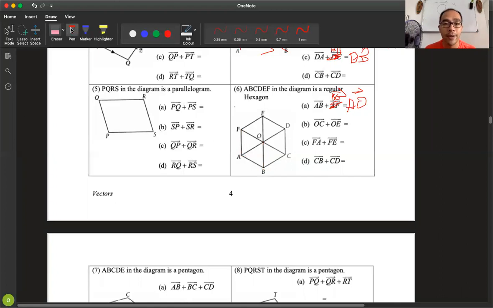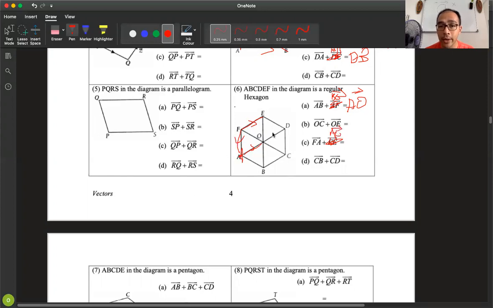Okay, FA is this way. Oh dear. Okay, and then FE is this way. Now, take a look. If I'm going to go from FA, from A, where should I go so that it is the same direction and same distance as FE? The answer will be A to O. So I can scrap this out and say that this is A to O.